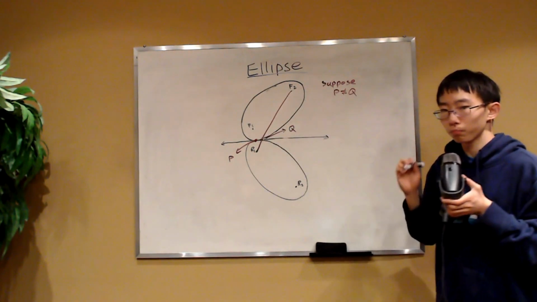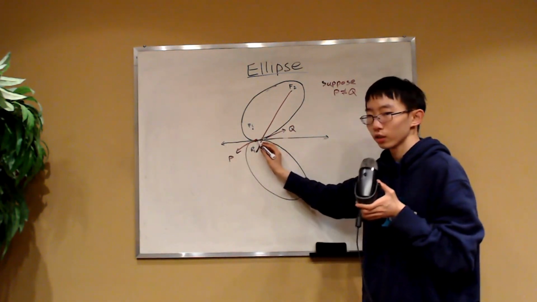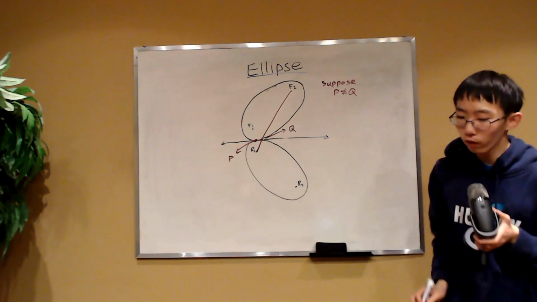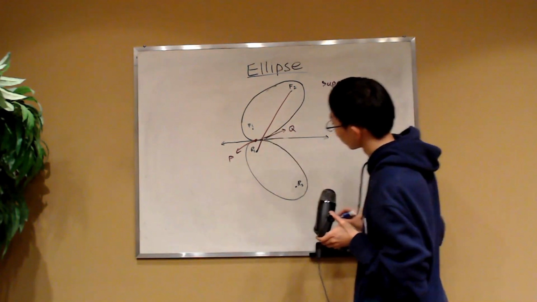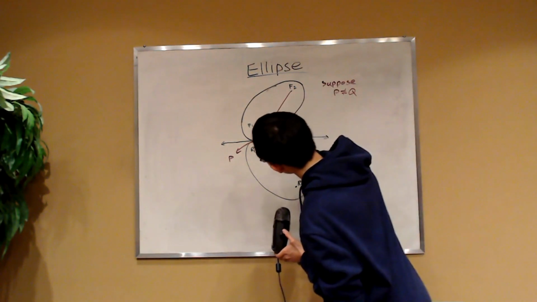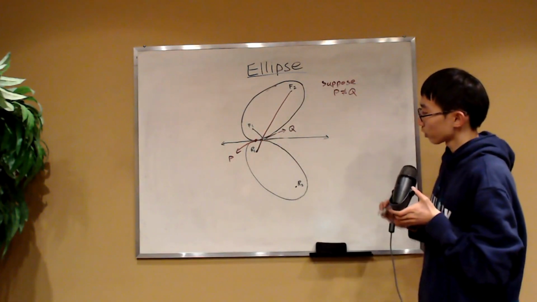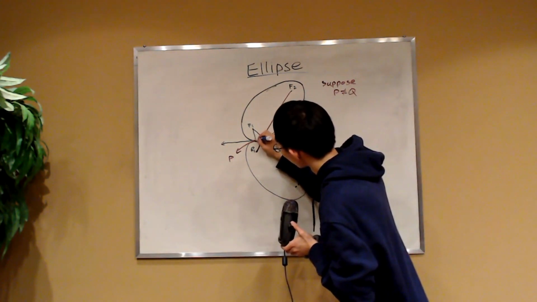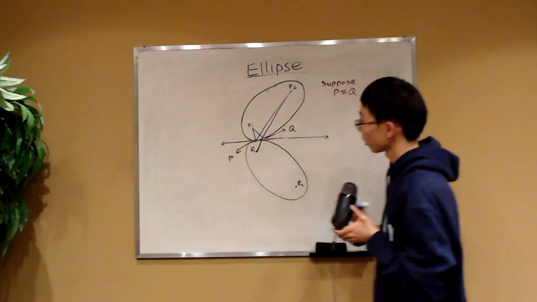Because the only point that is on the ellipse that is on this line as well is point P. So anywhere else needs to be outside of the ellipse. Therefore, let's consider connecting F1 to Q as well. So let's connect F1 to Q. Now, consider connecting F1 to P and also F2 to P, right?